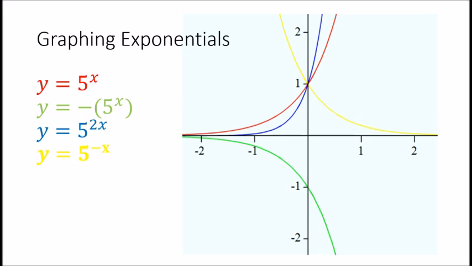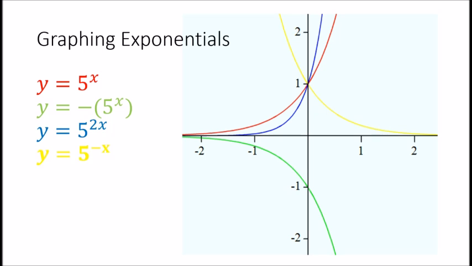So here we see 5 to the x. We have a negative asymptote along the x-axis. It goes up, curves up through the point 0, 1, and then grows rather rapidly. If we multiply the entire function by -1, it just rotates across the x-axis.